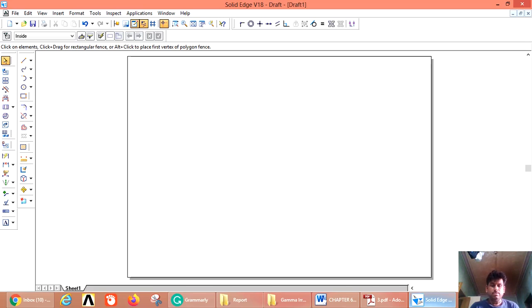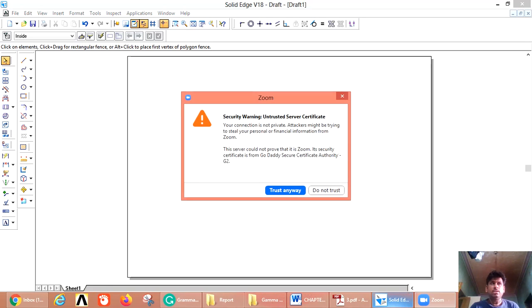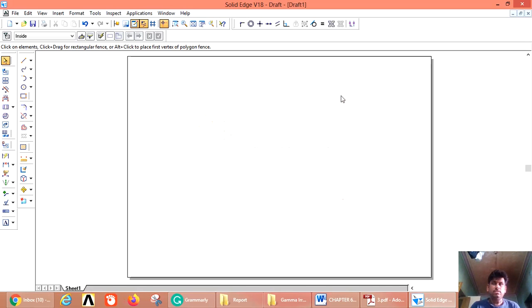The follower will move in the form of uniform velocity, uniform acceleration and uniform retardation. The next one is that it moves in the form of SHM, simple harmonic motion, and another one is the cycloidal motion. So these are the four important types of motion the follower can have. Let us discuss how to construct the displacement diagram for these four different types of motion of the follower.